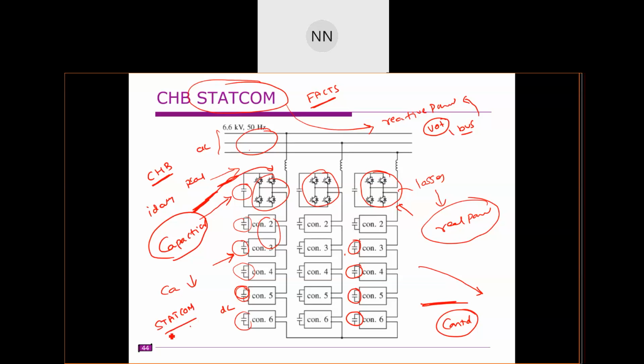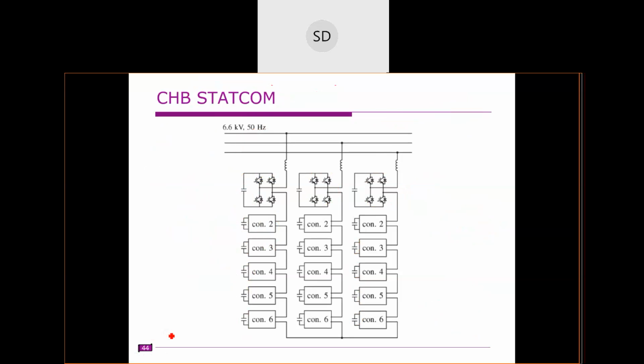Okay, so we need to operate this STATCOM, right? Some real power must be transferred from this grid to this STATCOM, so that whatever losses occur in the switches, all the switching and conduction losses, must be compensated, so that this capacitor will be maintained at their respective values.